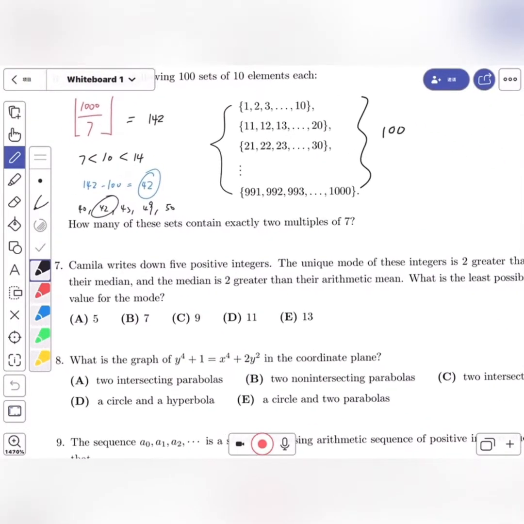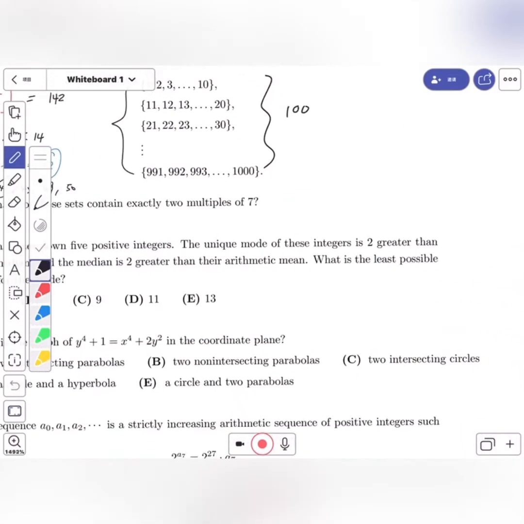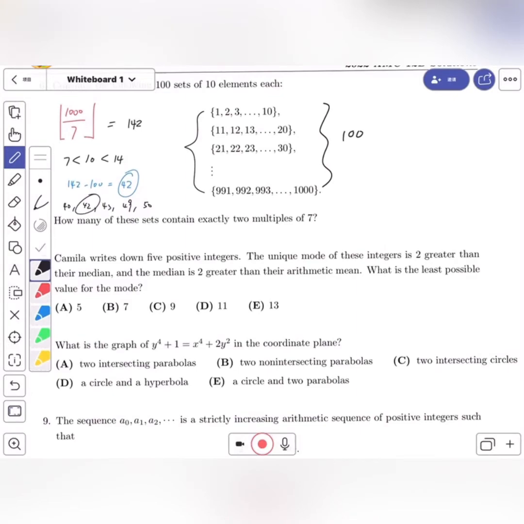Now let's go down to number 7. Camilla writes down 5 positive integers. The unique mode of these integers is 2 greater than their median, and the median is 2 greater than their arithmetic mean. A lot of information. And what is the least possible value for the mode?